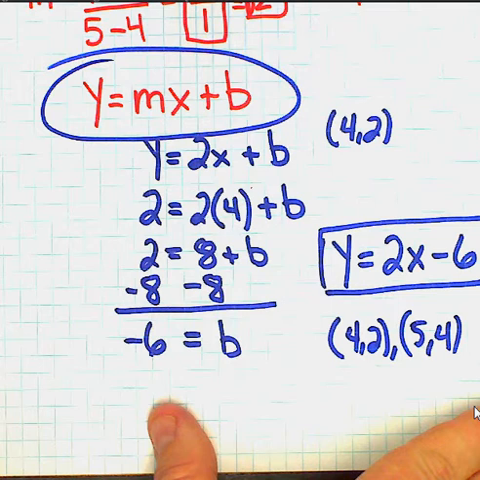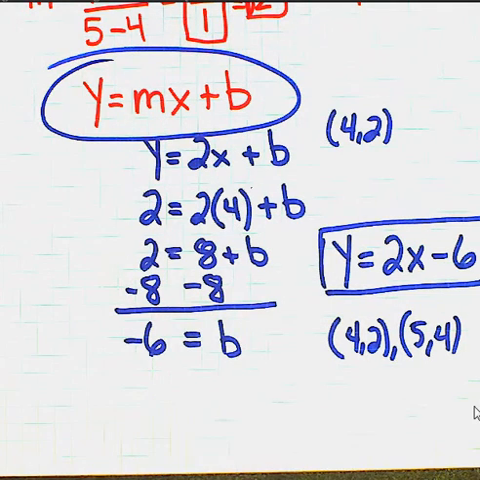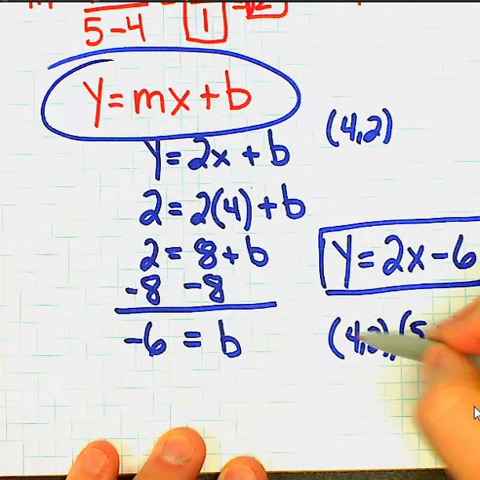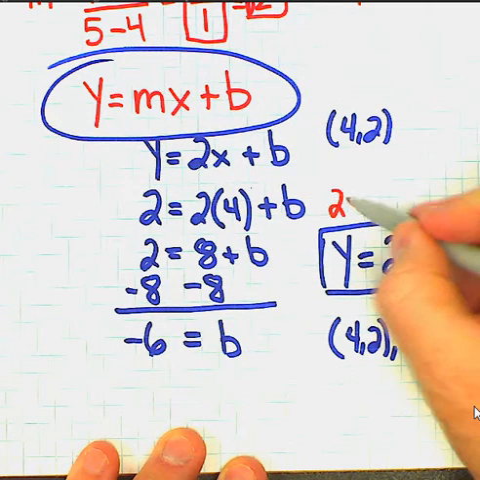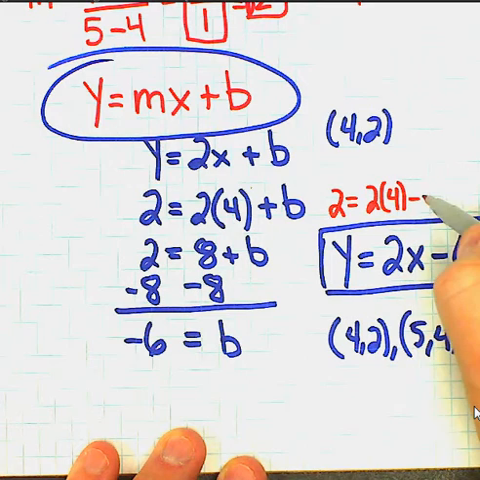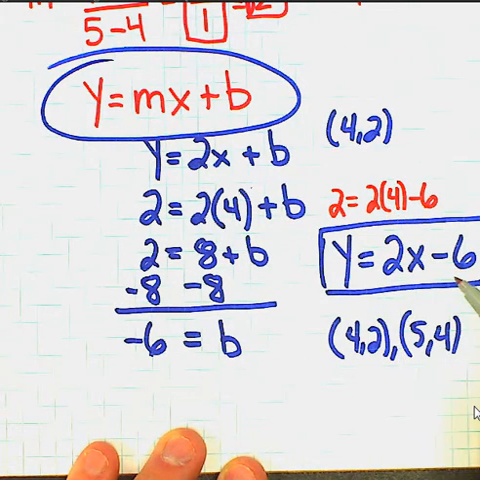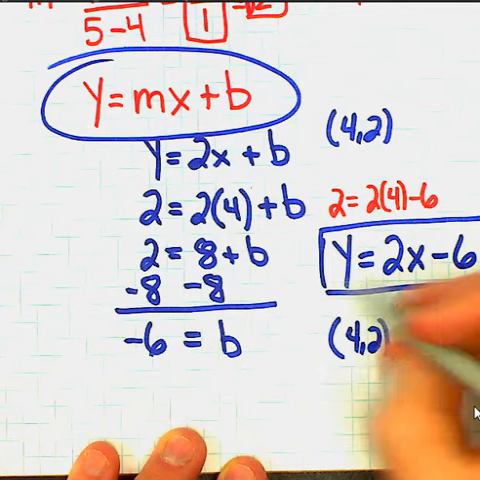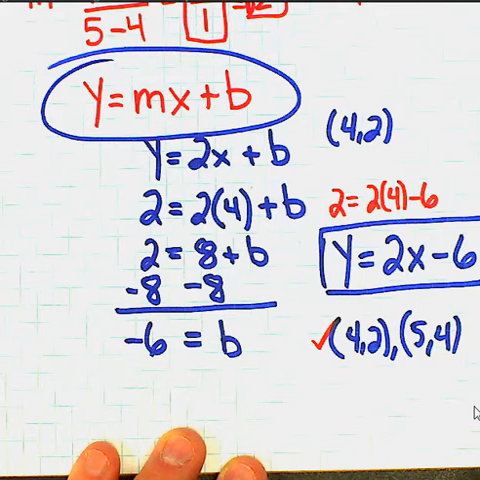Tell me what you got. Good. Plug them in. If it makes the equation true, it must be on that line. So let's check it out. x is 4 and y is 2. Well, is 2 equal to 2 times 4 minus 6? What's 2 times 4? 8. What's 8 minus 6? Works. It's on the line.